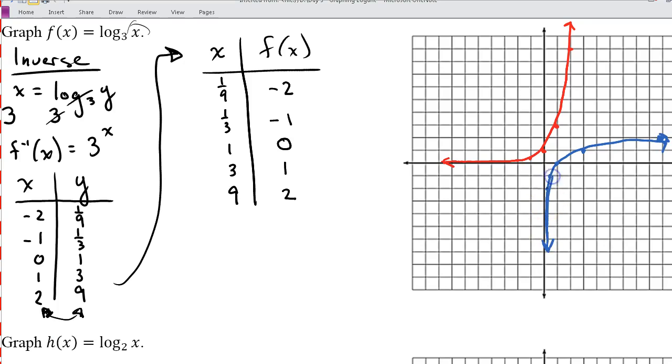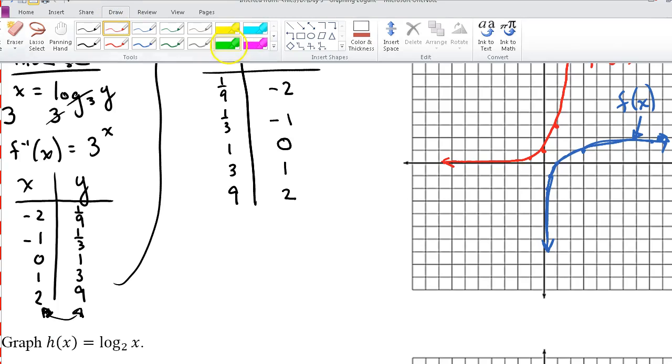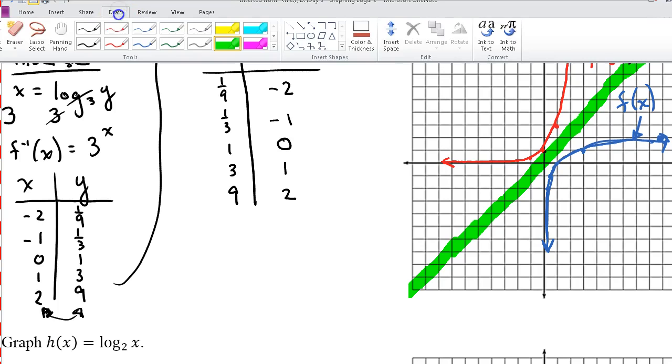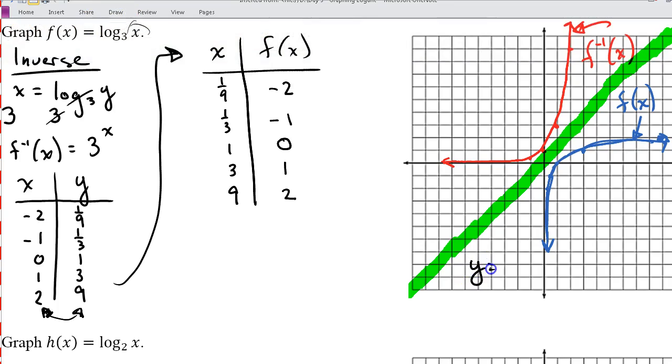Alright, so this blue curve now, this is f of x over here, and I've got f inverse of x over here, and we can see, here's my line y equals x. We can see graphically that these two are reflections of each other over the line y equals x. So there's y equals x.